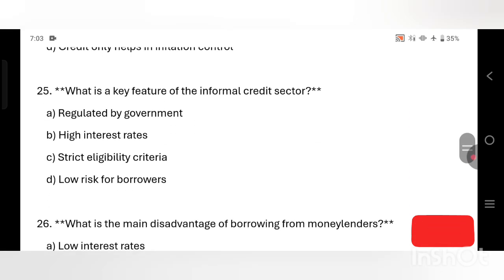Question number 25. What is a key feature of the informal credit sector? Option A, regulated by government. Option B, high interest rate. Option C, strict eligibility criteria. Option D, low risk for borrowers. The correct answer is B, high interest rate.